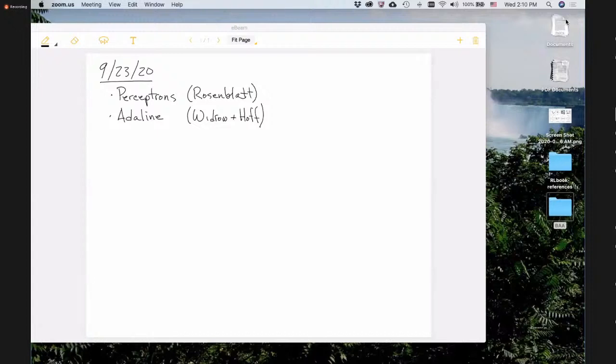Good afternoon. Welcome back. So today we're going to continue the discussion on linear models by focusing on two of the earliest neural network models. But before we get started, I wanted to see if there were any questions from last time.